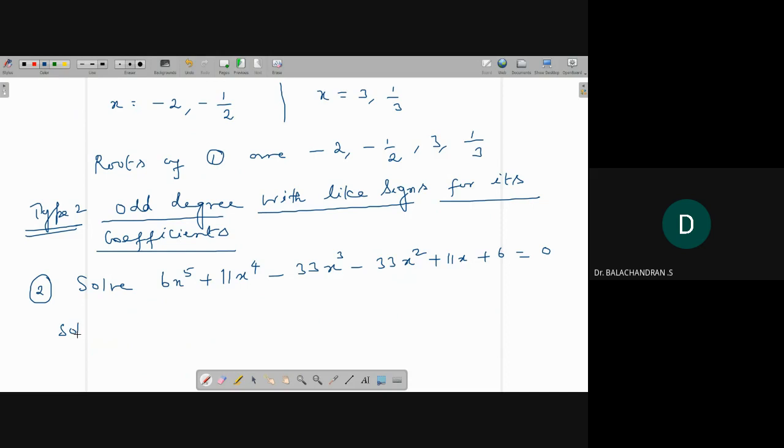Solution. Here you can see that it is an odd degree with like signs: 6 plus 6, plus 11 plus 11, minus 33 minus 33. So it is a like sign. So first, what is the root of this equation?